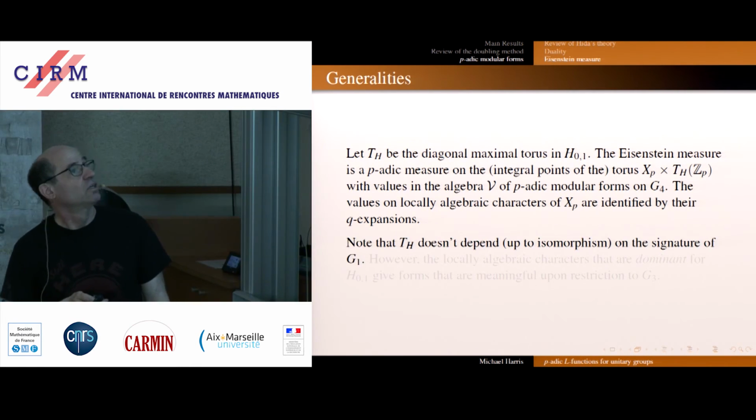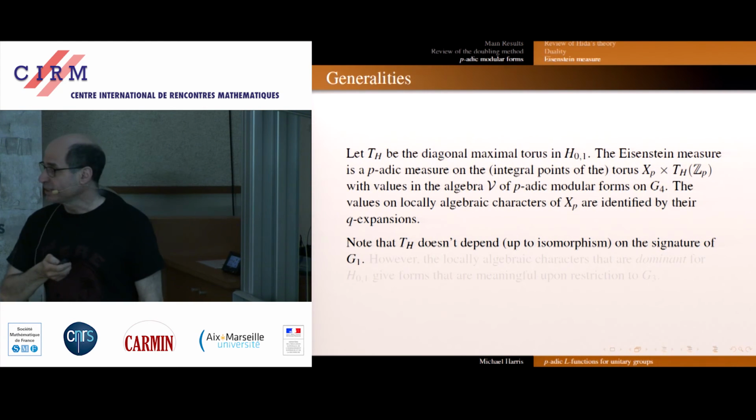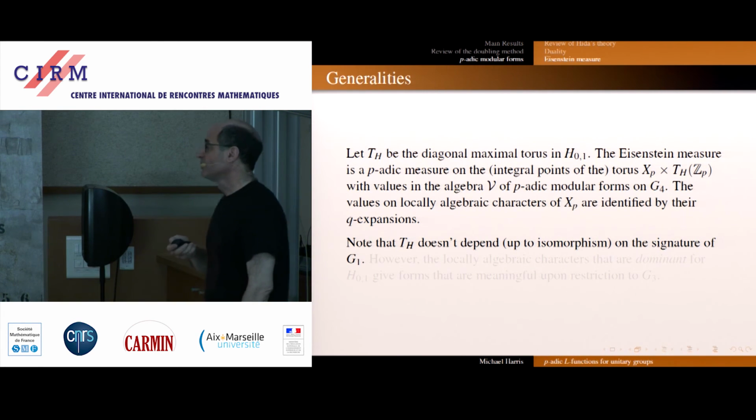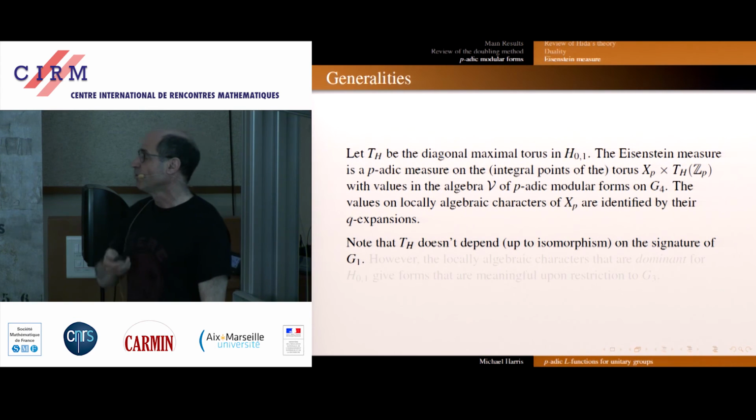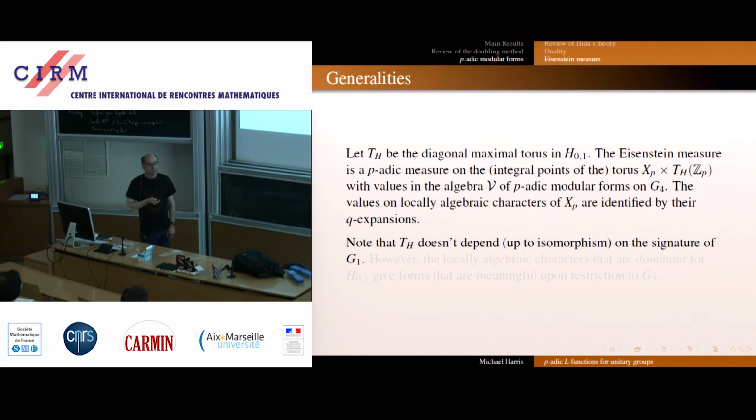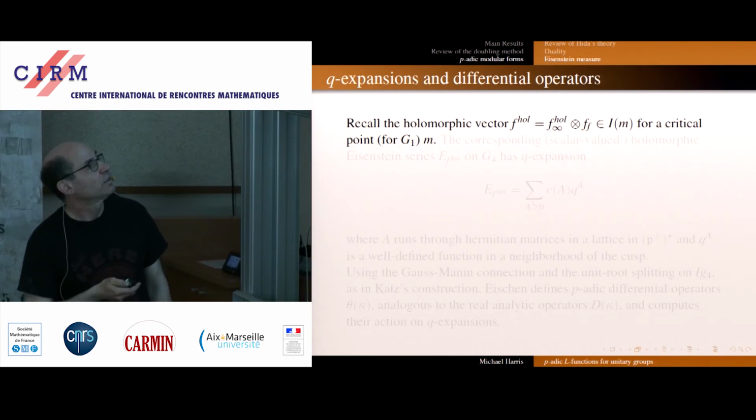Here's another curious fact: the torus does not depend on the signature. All the unitary groups have the same torus, but the values are adapted to different unitary groups depending on the character.